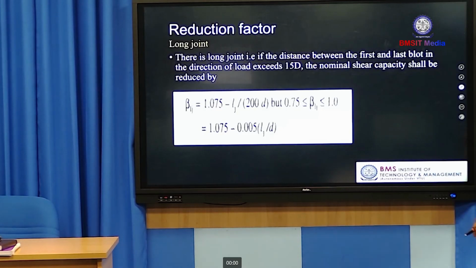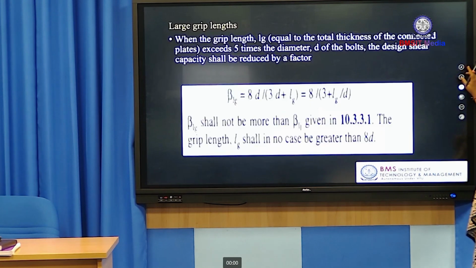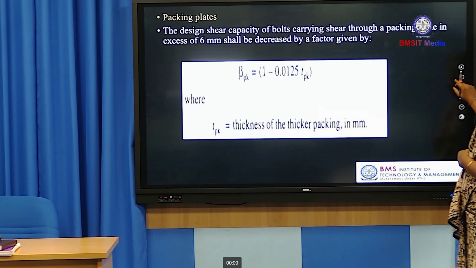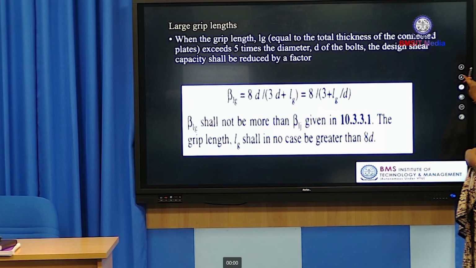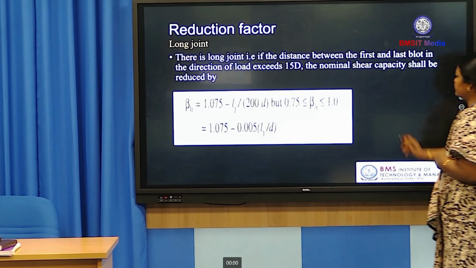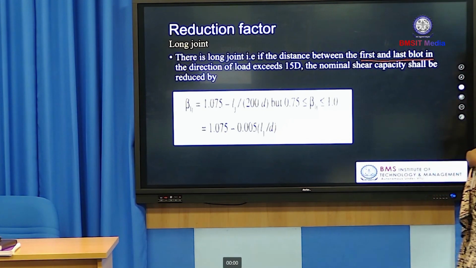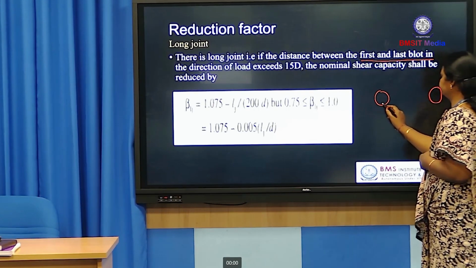So, next one, while finding the shear capacity of the bolt, we have to consider another 3 terms. The first one is long joint, another one is large grip length, and packing plates. Based on the condition, some reduction factors we have to apply while finding the shear capacity of the bolt. The first one is long joint. What is this? Long joint is when the distance between the first and last bolt in the direction of the load exceeds 15d.